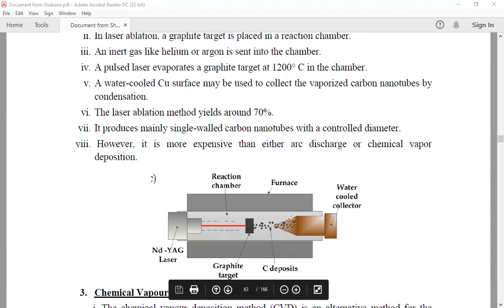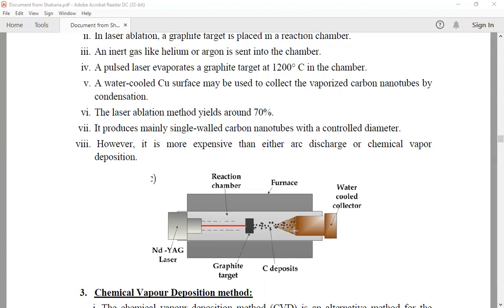This is a reaction chamber in which 1200 degrees of temperature should be maintained inside the reaction chamber. At that high temperature only, the laser light will vaporize the graphite target. And the inert gases are blended in the chamber. The nanotubes develop on the cooler surface, a water-cooled collector, which is made up of copper. The nanotubes, whatever are developed, are deposited or collected on the cooler surface of the reactor as the vaporized carbon condenses. A water-cooled surface is used in the process to collect the nanotube.